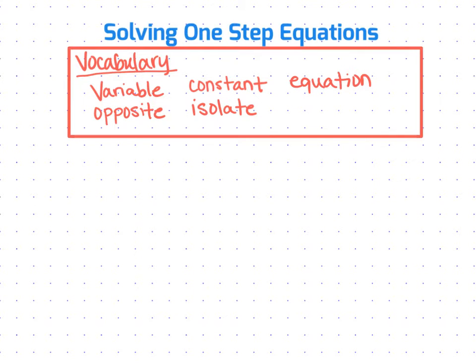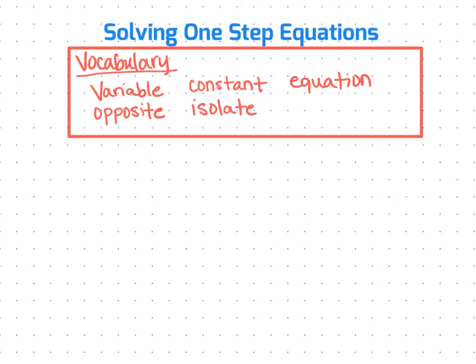Constants. The constants are going to be the numerical values in our equations that don't change. Isolate. This means that we are going to try to get something to be alone. So our goal when we're solving equations is to isolate the variable. And then of course the last word that we need to be familiar with is equation. And when we are talking about an equation, we are talking about two expressions that are balanced or that are equal to each other.